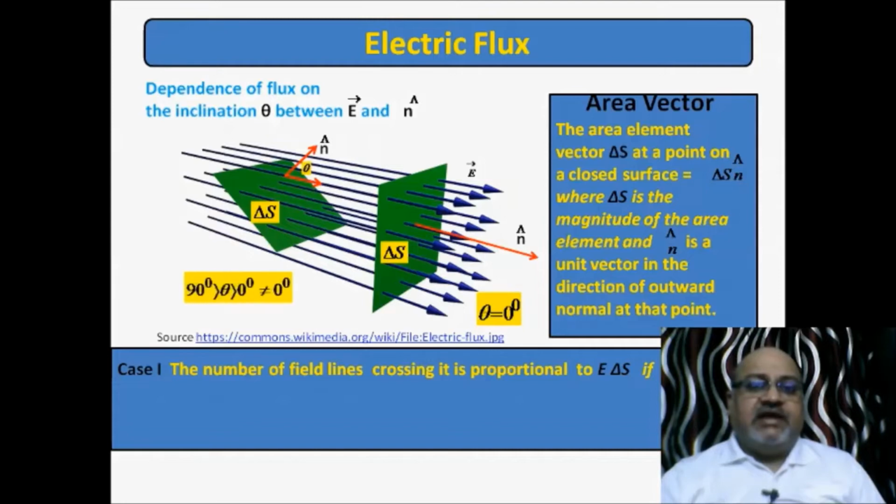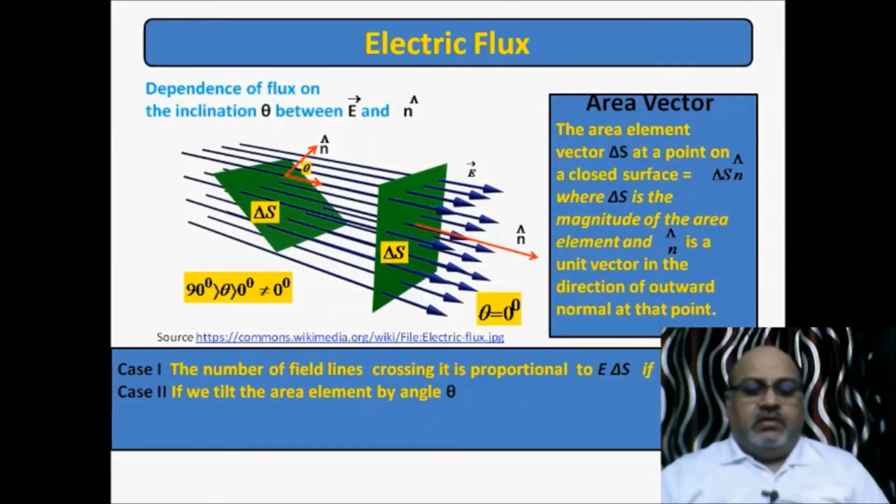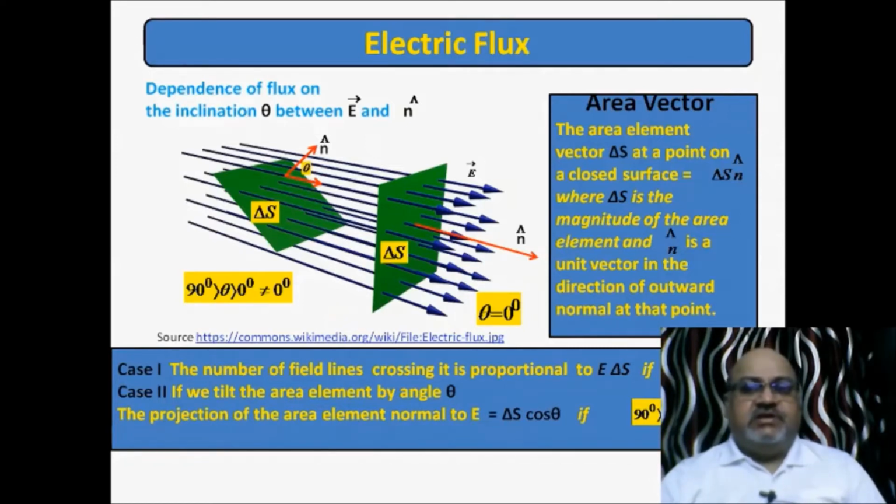So in the second case, what is the condition? This angle is less than 90, greater than 0, not 0. The case of 0 we have discussed already, and 90 we will discuss later. So in case 2, what is the result?